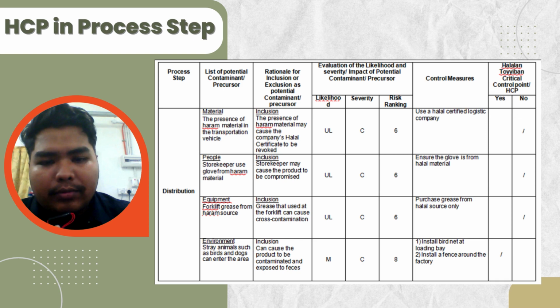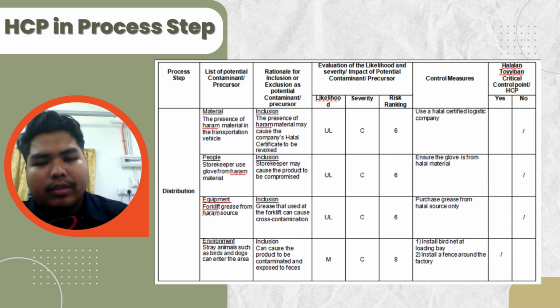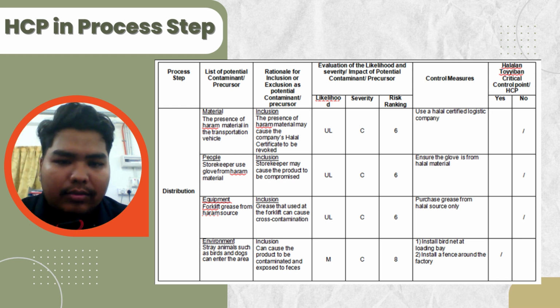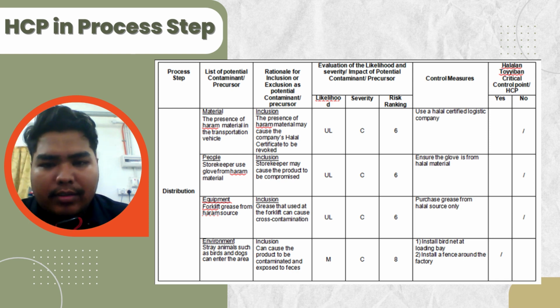So, for the risk ranking, you can see it is 8. Moderate and critical, which means 8. So, it's more than 7. So, this determines this process step is HCP.